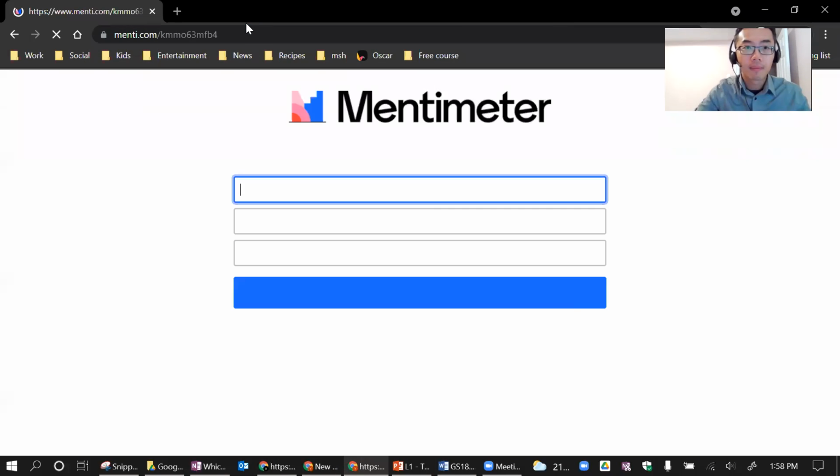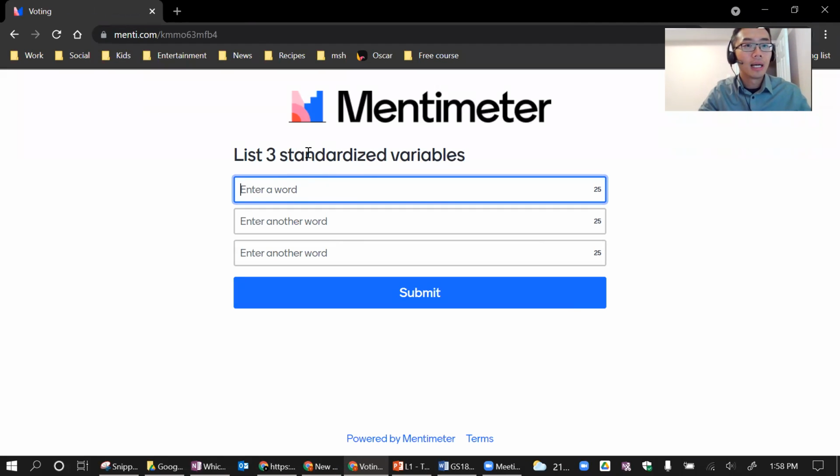Okay, so I want you to list 3 standardized variables for this experiment that I'm talking about. What are the variables that we have to keep constant between the 3 groups so that the results would be as accurate as possible?